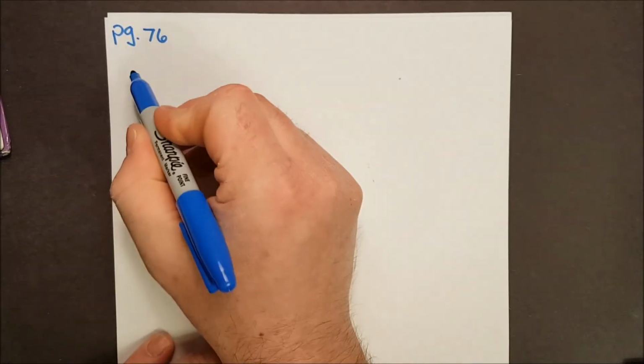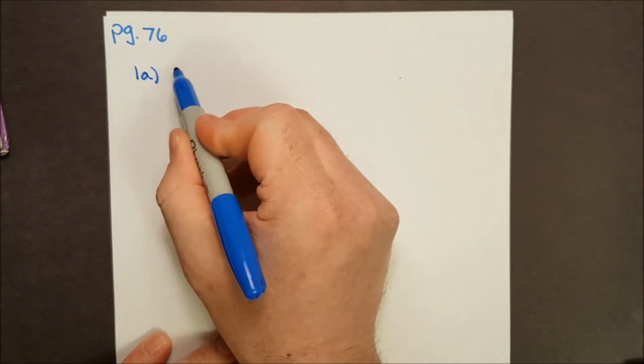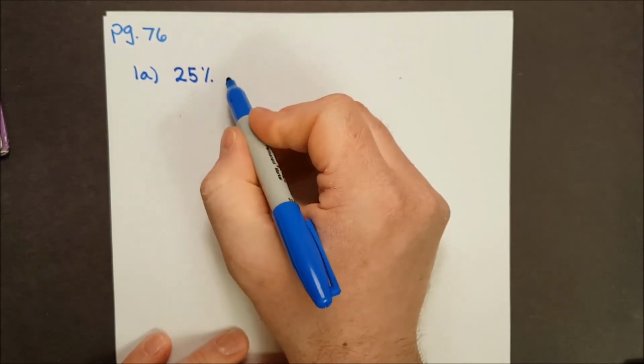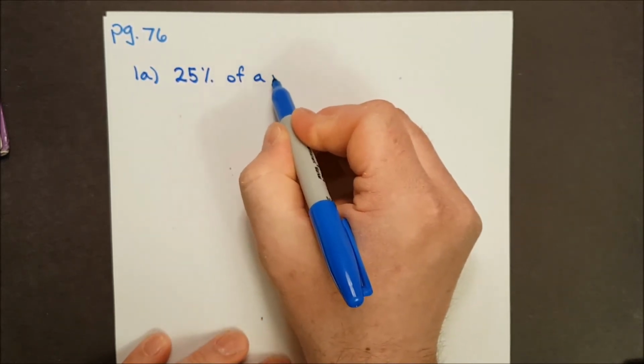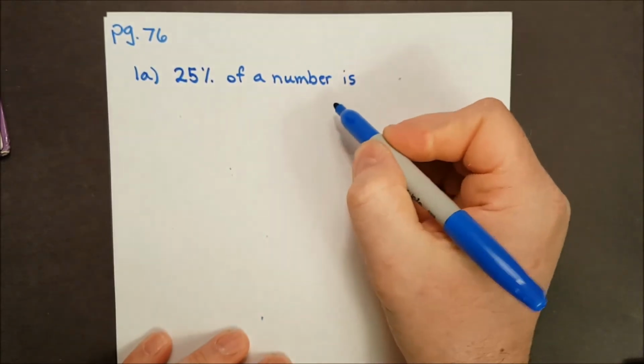Okay, we're on page 76 now, and things get a little different here. Let's look at page 76, question 1. 1A. The question asks us, working backwards a bit here: 25% of a number is 5.